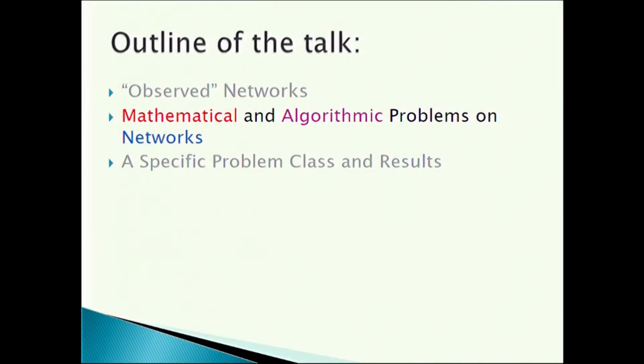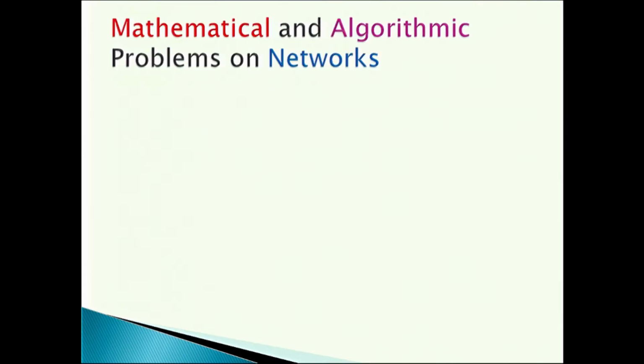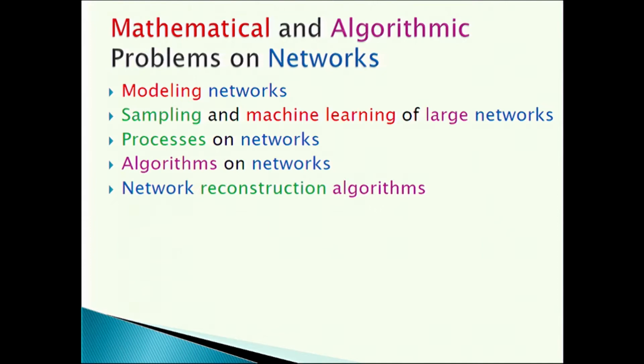Okay. So what are the classes of mathematical and algorithmic problems on these networks? I'm going to talk about five classes. The first one is just modeling the network. So we start to model, as maybe a physicist would do, and then we look at data and we ask, how does our model fit that data? And we keep refining the models. There's a question of how do we sample and how do we learn large networks? How do we do machine learning of large networks? And that's actually in the past 3 or 4 years been a lot of the focus of my own research, although I'm not going to talk about that very much today.